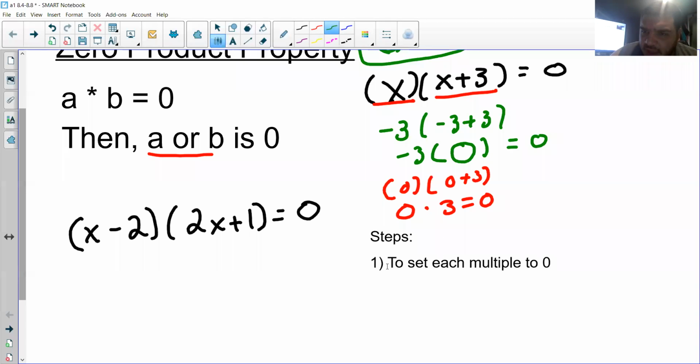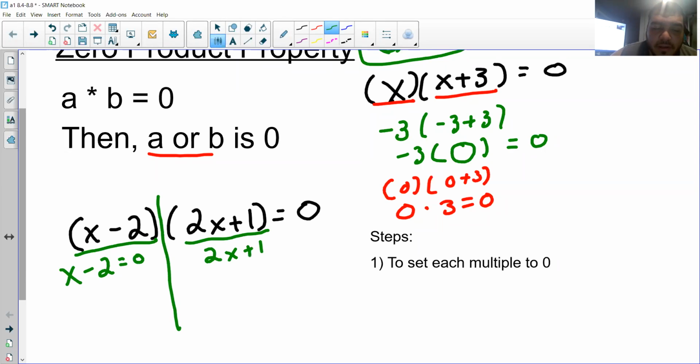So the first step would be to set each multiple to 0. This is one multiple, x minus 2. This is another multiple, 2x plus 1. You can also say factor, set each factor to 0. Which means I'm going to split this up and set it as two separate problems: x minus 2 equals 0, and 2x plus 1 equals 0. So what I did is I split everything that's being multiplied and set it equal to 0.